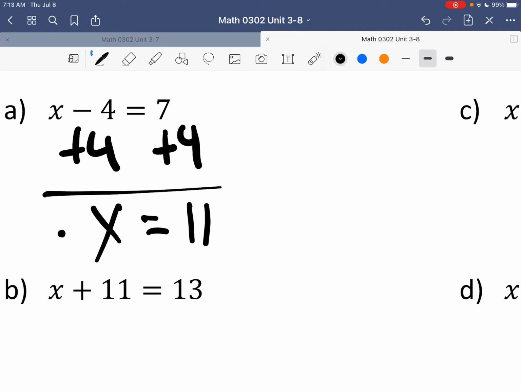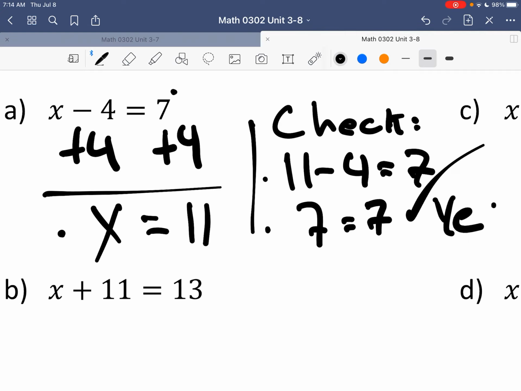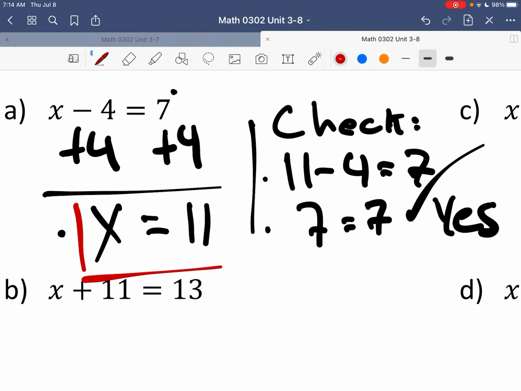As a check, we'll go back into the original equation. Wherever we see the variable x, we'll plug in an 11. So 11 minus 4 equal to 7. That's step 1, and then step 2: 11 minus 4 is 7, and the right-hand side never changed, also equal to 7. So the answer is yes. The solution to this equation, which we found using what we know from the previous units, is x equal to 11.